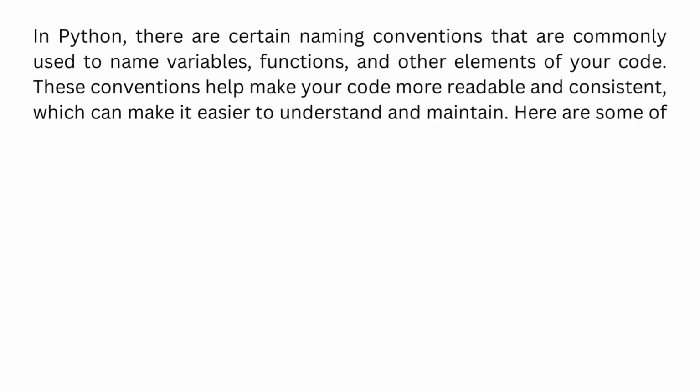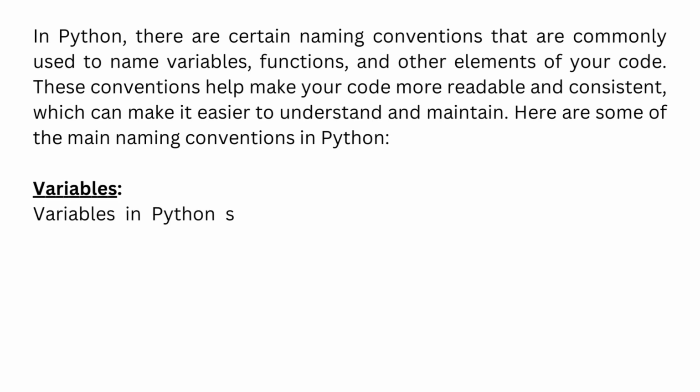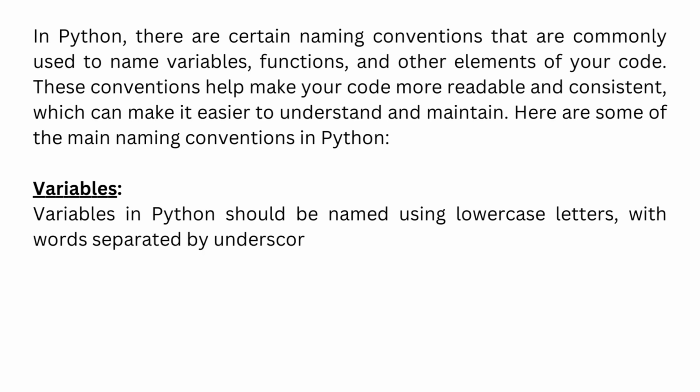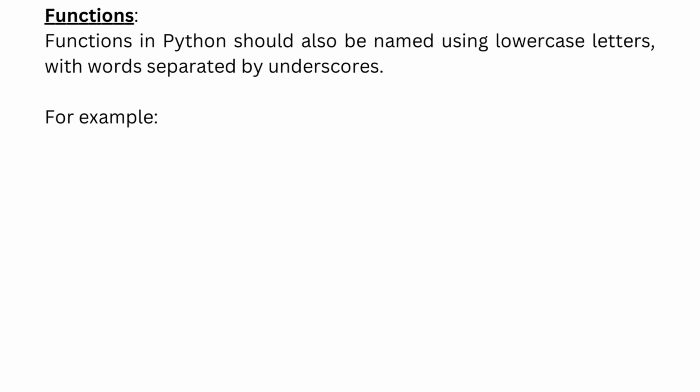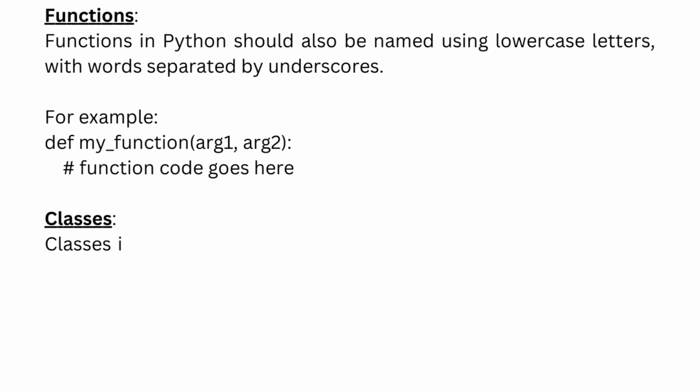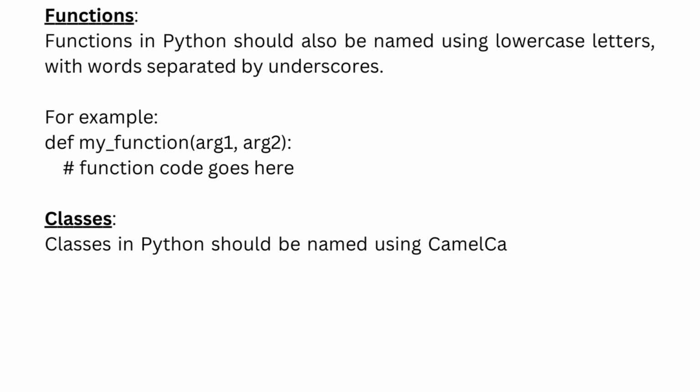Variables in Python should be named using lowercase letters, with words separated by underscores. For example, my_variable = 42. my_other_variable = "hello". Functions in Python should also be named using lowercase letters, with words separated by underscores. For example, def my_function(argument1, argument2): function code goes here after a tab space.